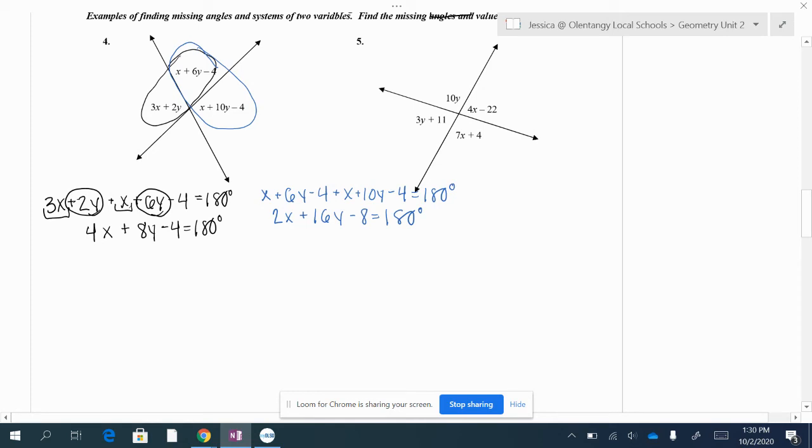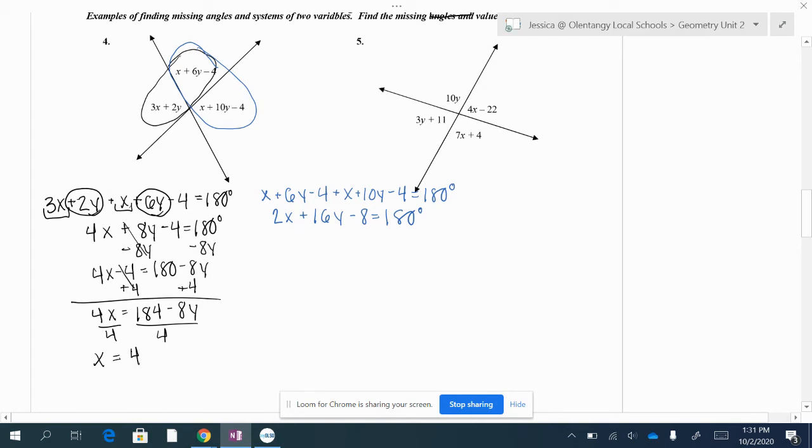So I'm going to get everything over to the left side of the equation except for my x variable. Okay, so I'm going to subtract 8y, and I get that 4x minus 4 is equal to 180 minus 8y. Add 4. 4x is equal to 184 minus 8y. Divide by 4. When I divide by 4, I need to divide on each number. So 184 divided by 4 is 46. And then negative 8 divided by 4 is 2.